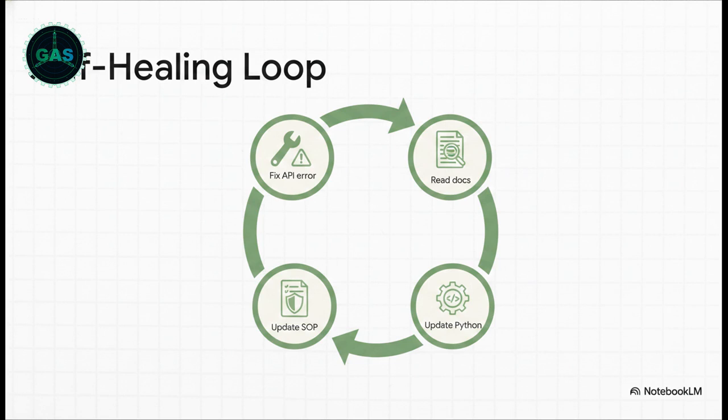Nope. It autonomously researches the official documentation for that specific API, finds the correct batching method, rewrites its own Python tool to fix the code, and then brilliantly updates the Markdown workflow SOP permanently so the error literally never happens again. Your system is getting smarter every single time it breaks.